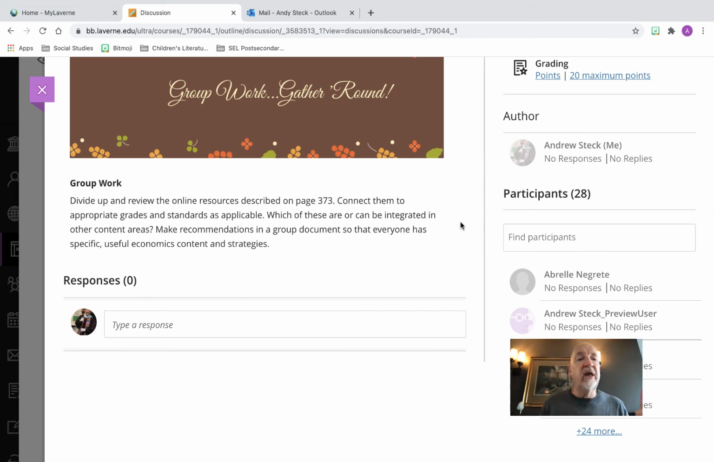You're going to use the online resources described on page 373, and you're going to put all the information that you have retrieved collectively as a group in one document. It can be Google Docs, Google Slides, a Jamboard, or any other Web 2.0 tool that you know of and would like to use with your group. It is a group effort, and you'll work on that together. It does say gather around, but that's gather around virtually, of course.